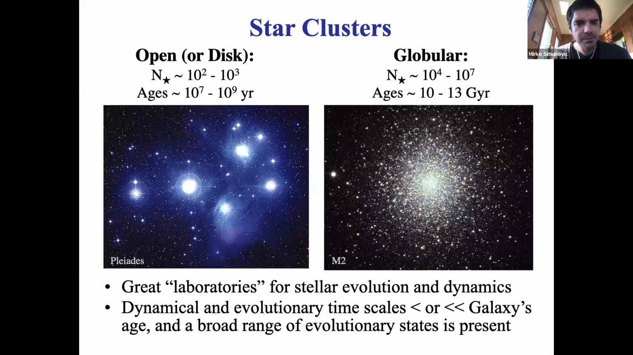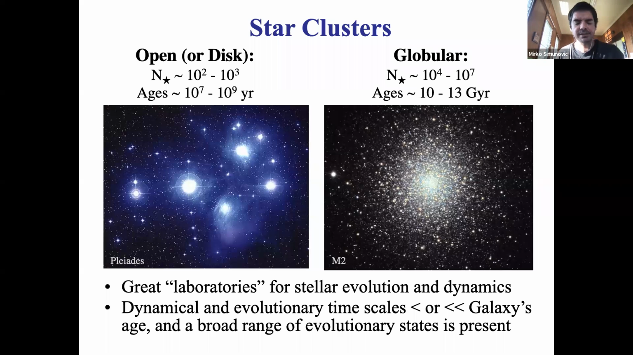And now let me just talk about stellar clusters. Star clusters, you probably heard of them, are very common objects of study in astronomy. We have open clusters and globular clusters. Usually globular clusters are older, and they have tens of thousands to millions of stars, whereas open clusters are smaller objects. They go from hundreds to the order of thousands of stars, and they're usually younger as well. And they're great laboratories to study stellar evolution.